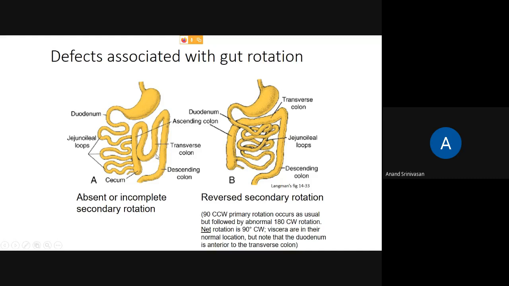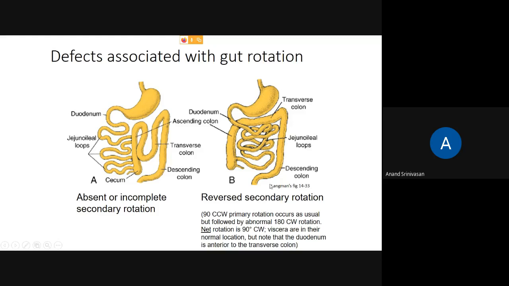So when can this occur? This can occur when there is absent or incomplete rotation of the midgut. What happens is the cranial limb goes directly into the right side, and the caudal limb goes directly into the left side. So this is non-rotation or incomplete rotation of the midgut.